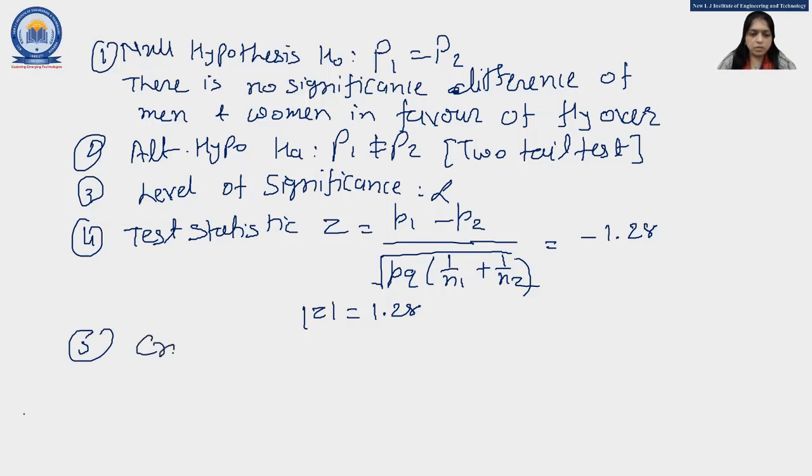Fifth one, that is critical value. Critical value is Z alpha, and that is Z 0.05. It is 1.96. And the last step, decision.